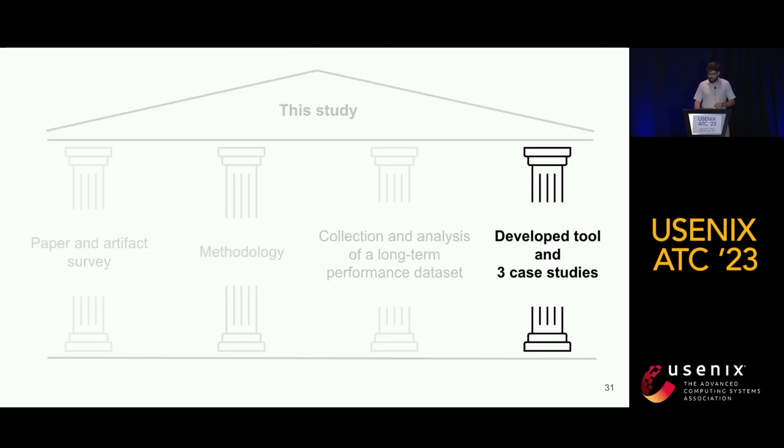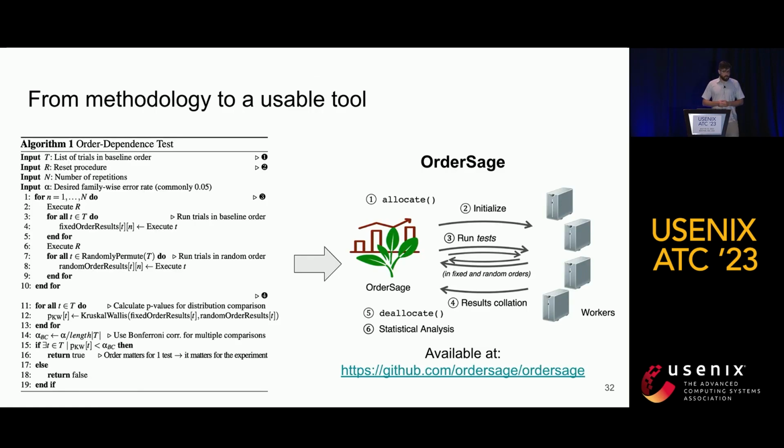All right, and finally, the last piece. This methodology proved useful in the analysis that I presented, and then we decided to implement a tool that follows it and helps you orchestrate these steps and these runs. We called it OrderSage, as in Order Smart, and it's available at this link. This tool is capable of using any repository that you may have for your experiments where you run your individual tests in a fixed order, and this tool will shuffle it, run it again, collect the results, and perform the analysis.